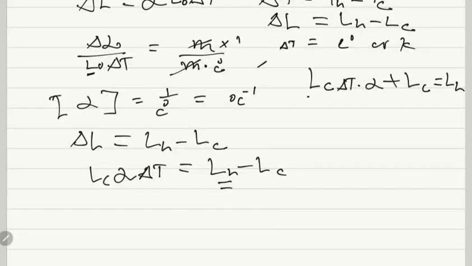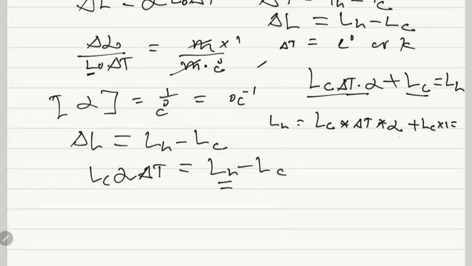This means you have these two terms, but these two terms have the length at the colder in common. So you do the length at the colder times change in temperature times alpha plus the length at the colder times 1, and this is equal to the length at the hotter. Now these two things are the same, I mean the constant for the two expressions.